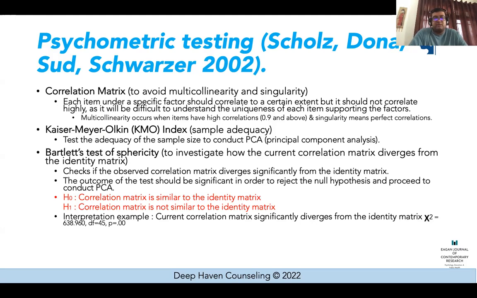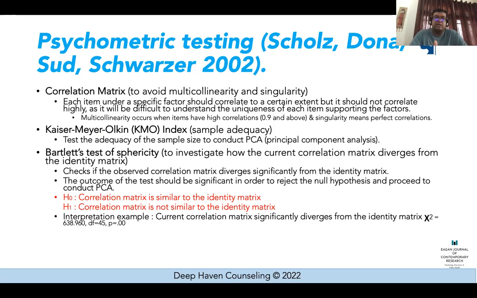So multicollinearity occurs when items have high correlations, and singularity means perfect correlations. If two items have a perfect correlation of 1, which means they are identical, then you can definitely take one out. And that says a lot about the initial translation process and other problems as well. In my experience, I have never seen a singularity, but multicollinearity, of course, could occur.